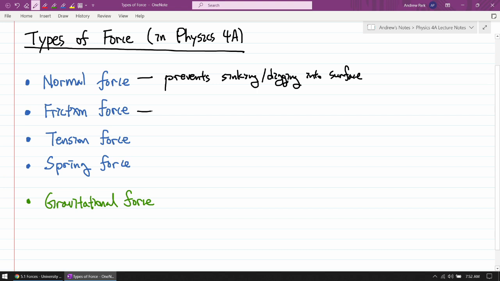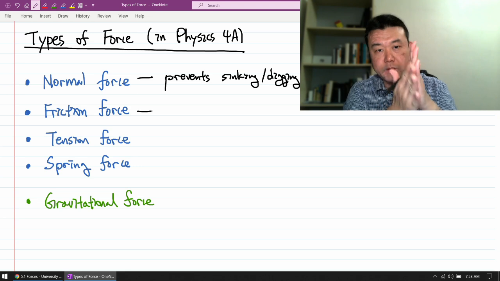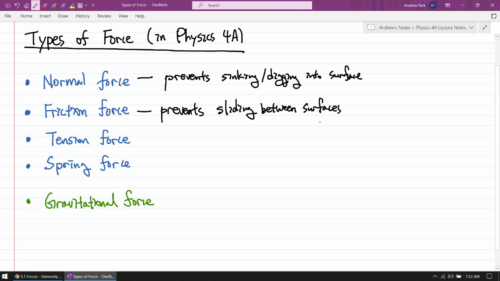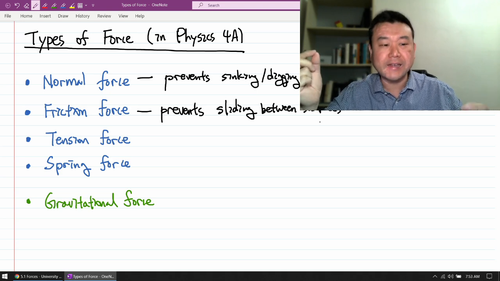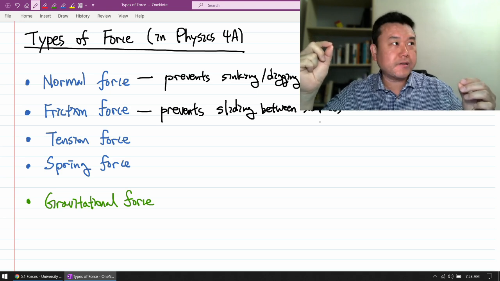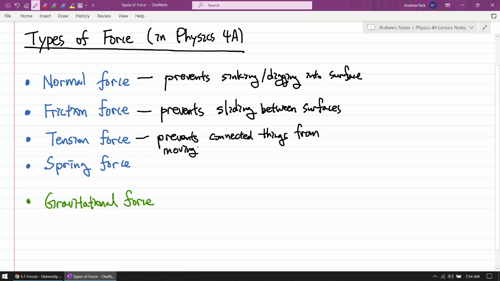The thing about friction force is it can be complicated, but it boils down to it prevents sliding between surfaces. Tension force, which only acts when two things are connected by a flexible connector or string, it prevents two things from getting farther away, moving farther away.